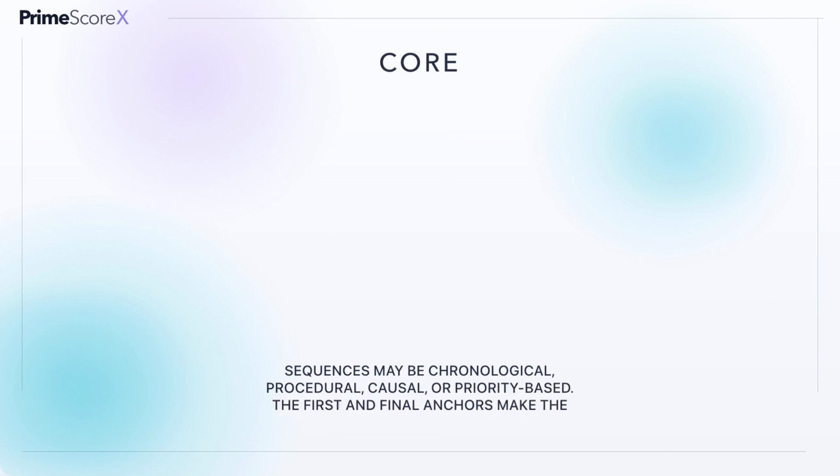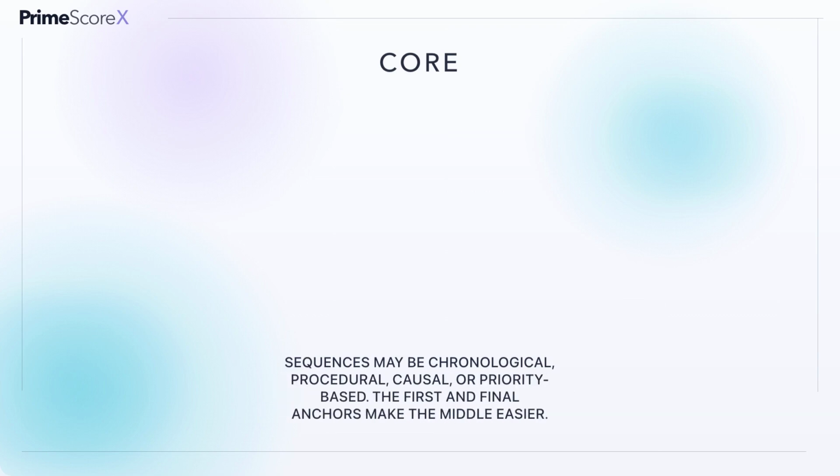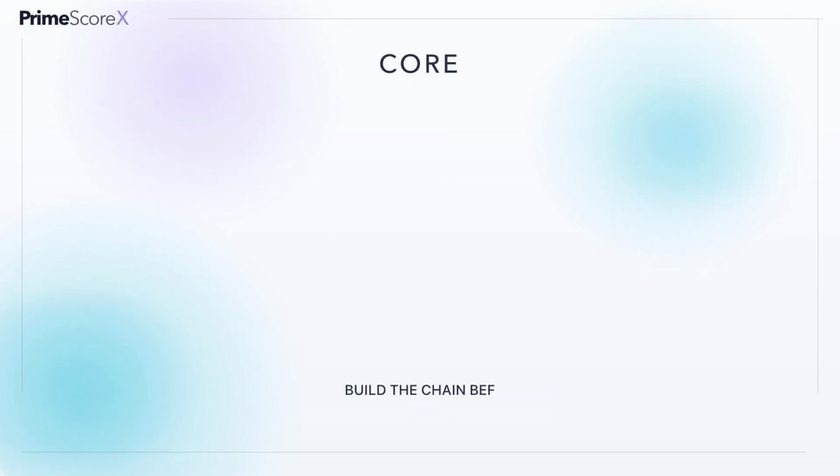The next layer is how the detail behaves inside the real exam experience. Sequences may be chronological, procedural, causal, or priority-based. The first and final anchors make the middle easier. If you prepare only by reading notes, this part can still surprise you. If you train with the structure in mind, the same information becomes predictable and manageable.